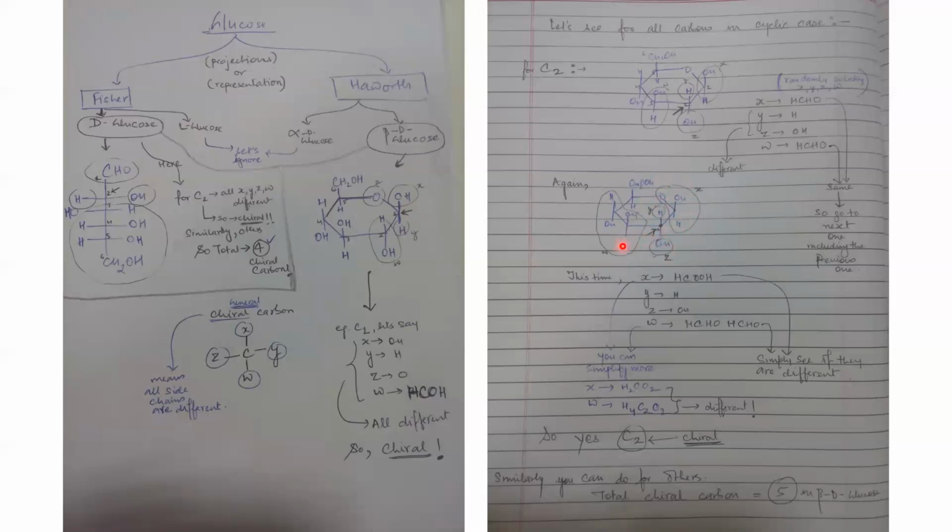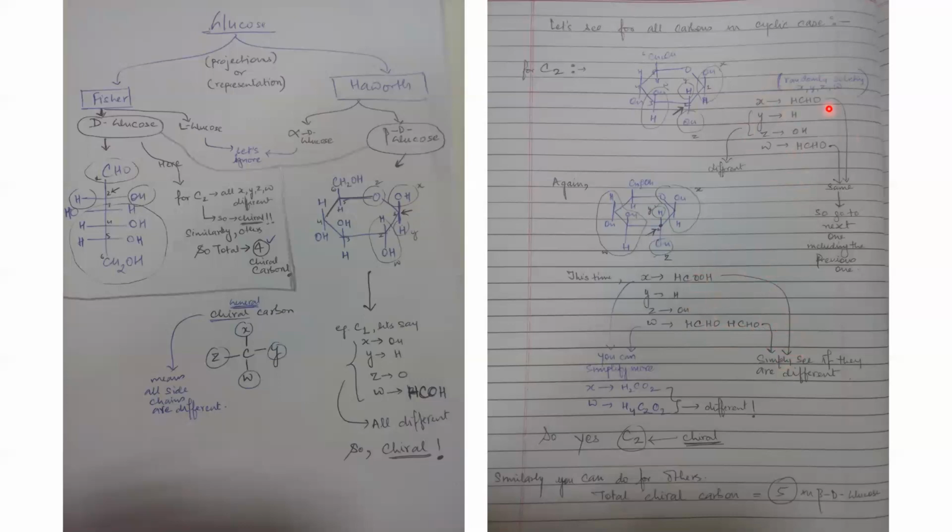And in here also you can see HCOH, and there's another molecule involved here that's again HCOH. Now you can again write the 4 different bonds here. So X is HCOH, Y is H, Z is OH, W is HCHO. So I've just simply written it out in terms of atoms. So you can now see X and W are different.